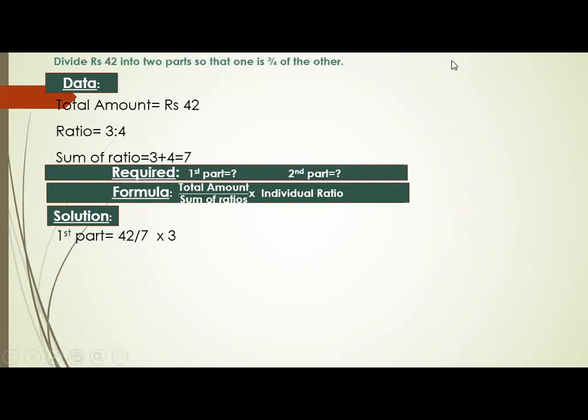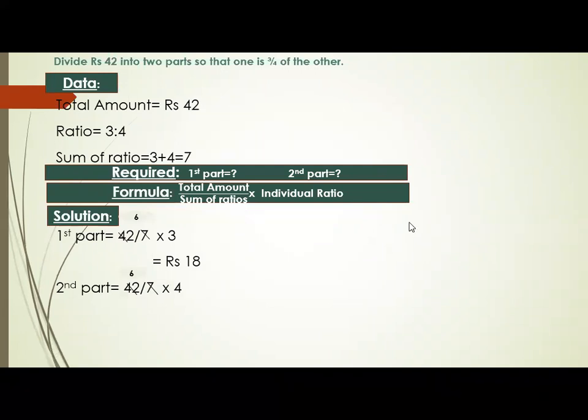What will be the answer? First part, very good, 18. 18 or rupees 18? Rupees. Here 7 sixes are 42, here we get rupees 18. We have divided 42 in the first part, and what will be the second part? Here 7 ones are 7, 7 sixes are 42, 6 fours are 24.